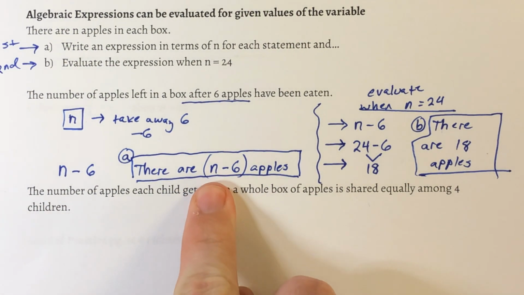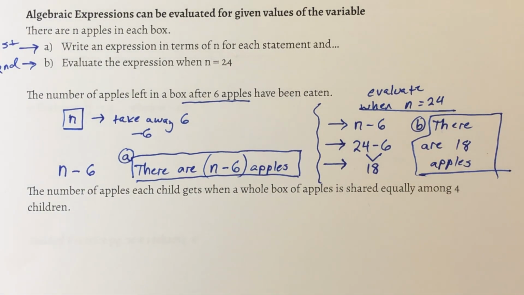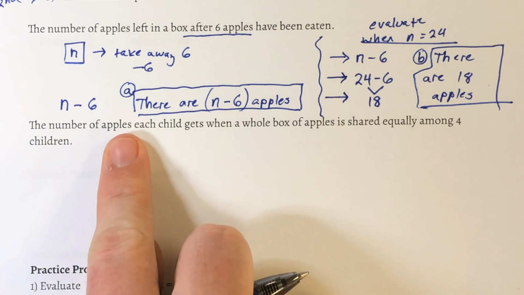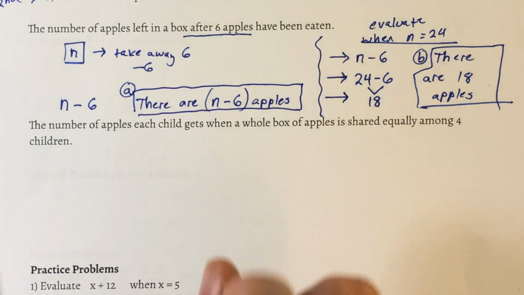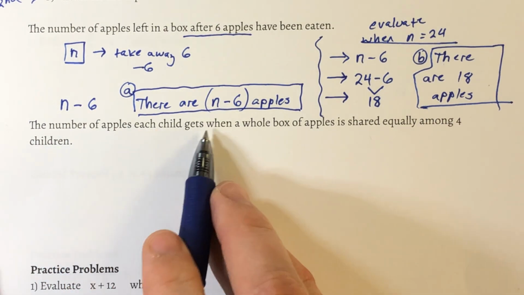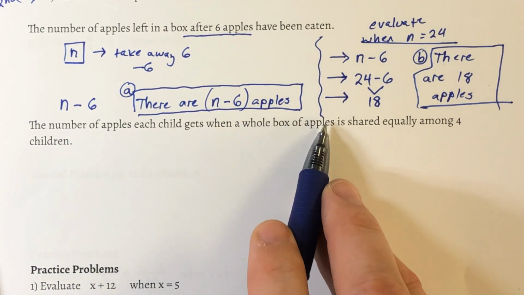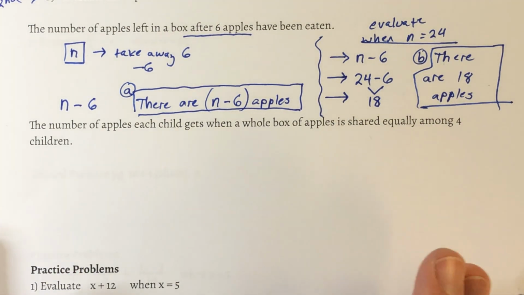So our expression tells us how to get the answer when we get the information we need. All right, next statement. Part A, we need to write an algebraic expression in terms of n. The number of apples each child gets when a whole box of apples is shared equally among 4 children. So I basically want to know, how many apples does each child get?